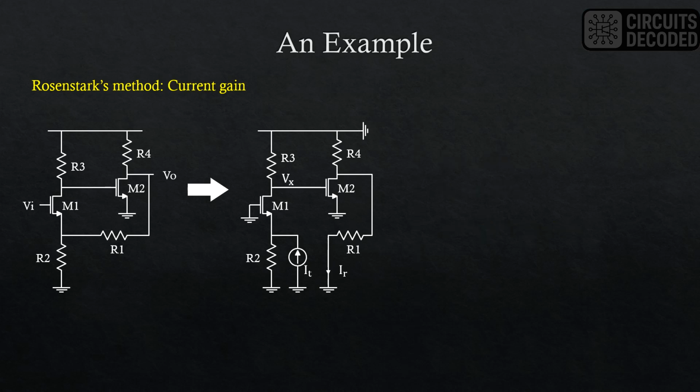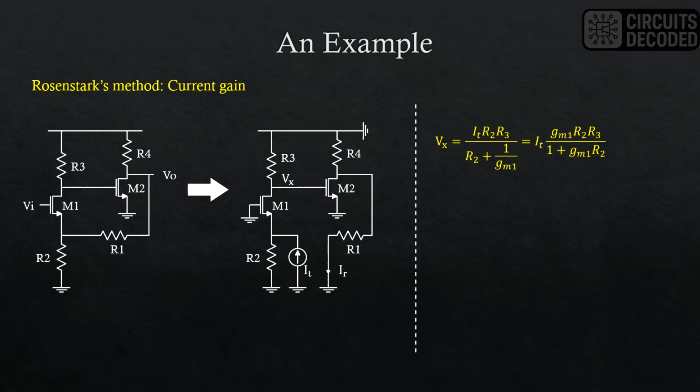Next, we need to find the current gain. To find the current gain, we replace the test voltage source with the test current source It and short circuit the other end of R1 as shown here. We then need to find Vx and the short circuit current Ir as shown in this expression. Now I'm not going into the details of these calculations, but if you're a bit rusty on small signal analysis, I encourage you to pause this video and try to derive these expressions on your own.